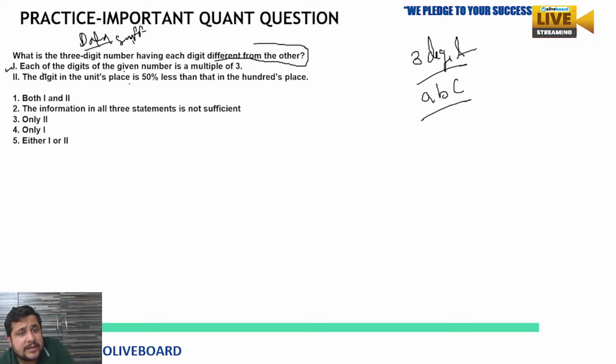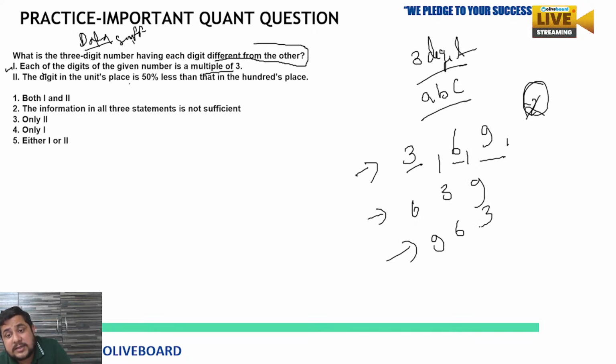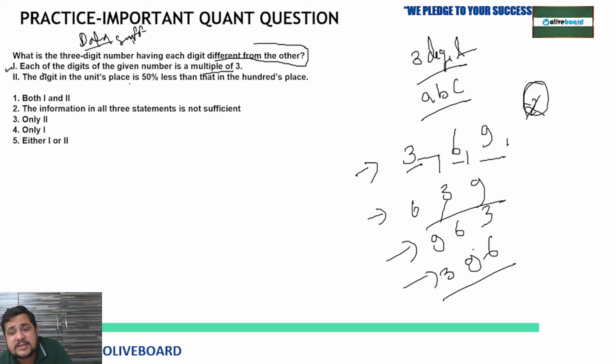Okay. Each of the digits of given number is multiple of 3. So multiple of 3, 3 ones are 3, 3 twos are 6, 3 threes are 9. Then 12 will come. No, so 12 not possible. 3, 6, and 9. These are the 3 digits which are possible to make this number. But their sequence can be anything. There are more possibilities: 369, 639, 963, 396, right? Like more like that. So are we getting the specific number? No, 369, 639, 963, 396, all are possible, right?